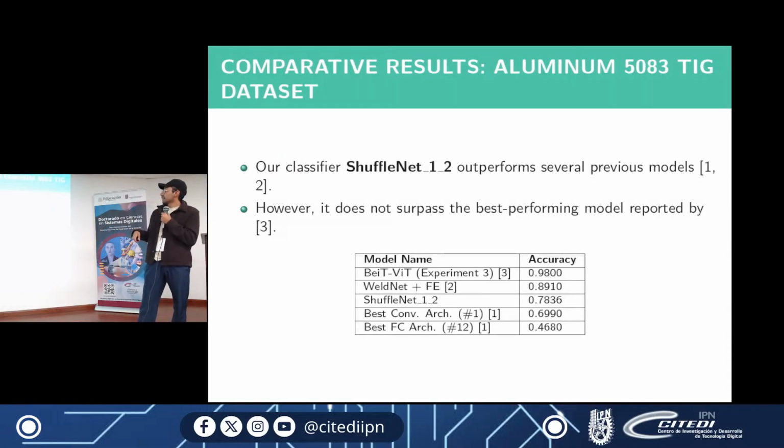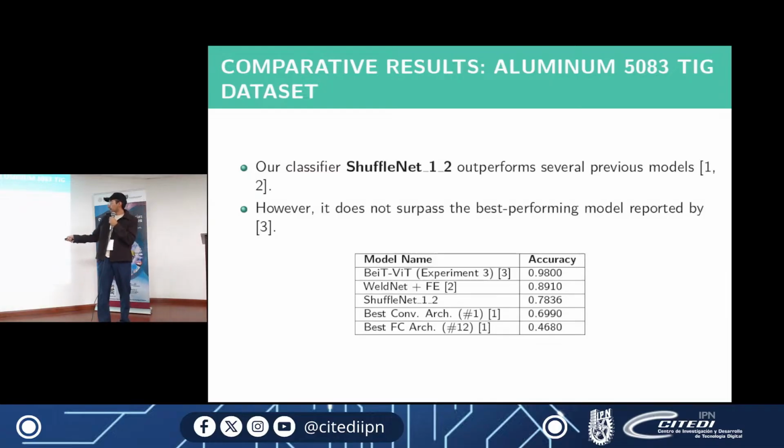Okay, so now our classifier, ShuffleNet, wants to outperform several previous models. And as you can see here, we have different approaches from the papers that we mentioned at first. For example, this one was one of the experiments that we did, which is the BEiT vision transformer.